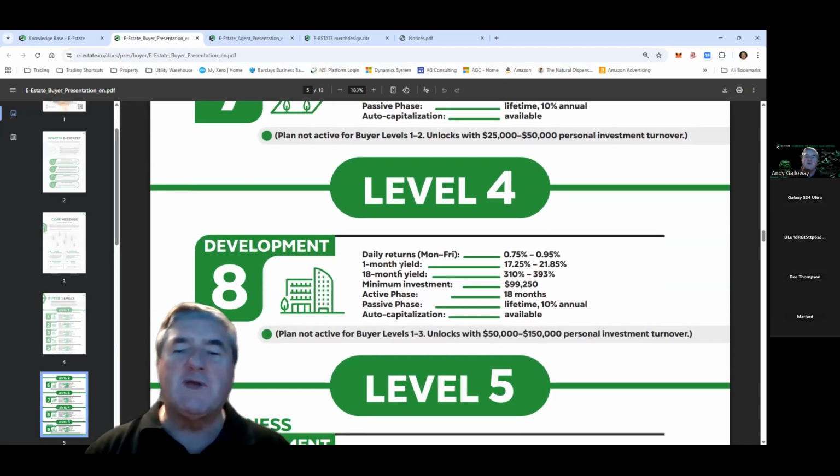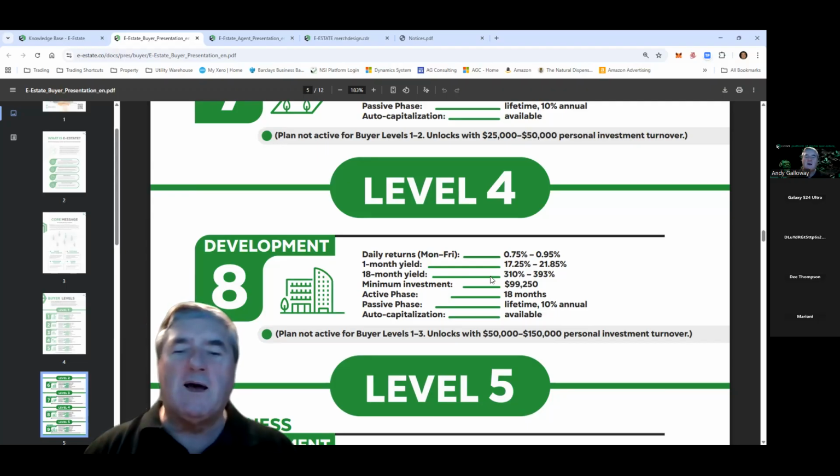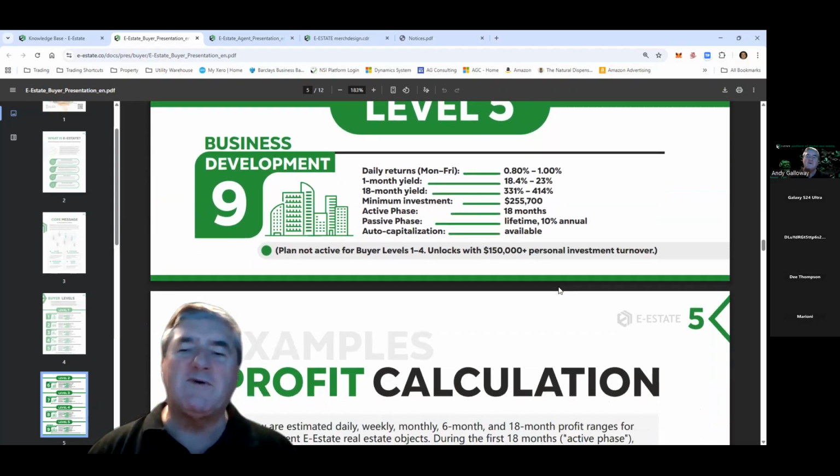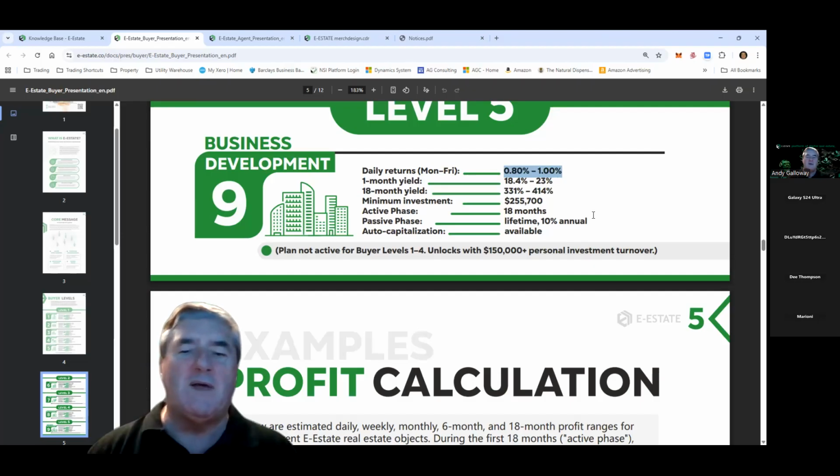Then you get to level 4, and again, level 4 is out of the reach of most of us. We start at level 1. We have to qualify for levels 2, 3, 4, 5, and so on. But again, with these developments, now we're talking about almost $100,000. It's the minimum, but you receive back a huge return, 17 to 21% a month. It's a tremendous return. Level 5, business developments, again, huge amount of money, 250,000, but what a great return. Now, in the traditional real estate world, you would not have got this at all, nowhere near it.